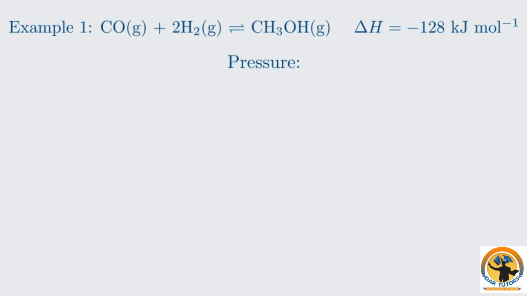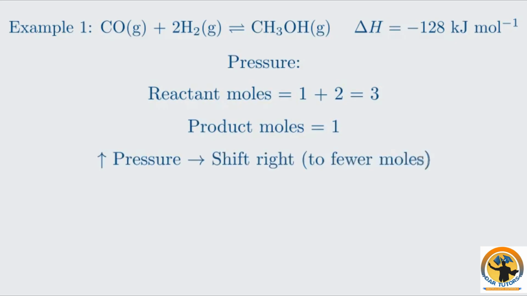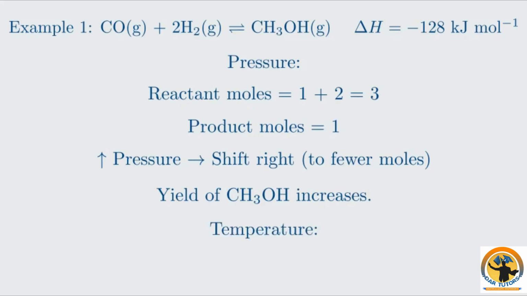First, let's analyze the effects of pressure. On the reactant side, we have 1 mole of CO plus 2 moles of H2, for a total of 3 moles of gas. On the product side, we have 1 mole of CH3OH. The product side has fewer gas moles. Therefore, increasing the pressure will shift the equilibrium to the right, increasing the yield of methanol. Next, temperature. The enthalpy change, dH, is negative 128, meaning the forward reaction is exothermic.